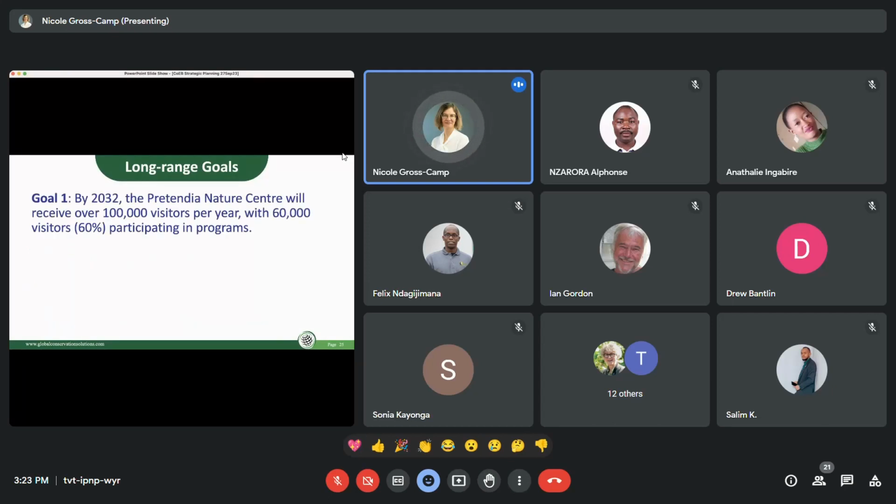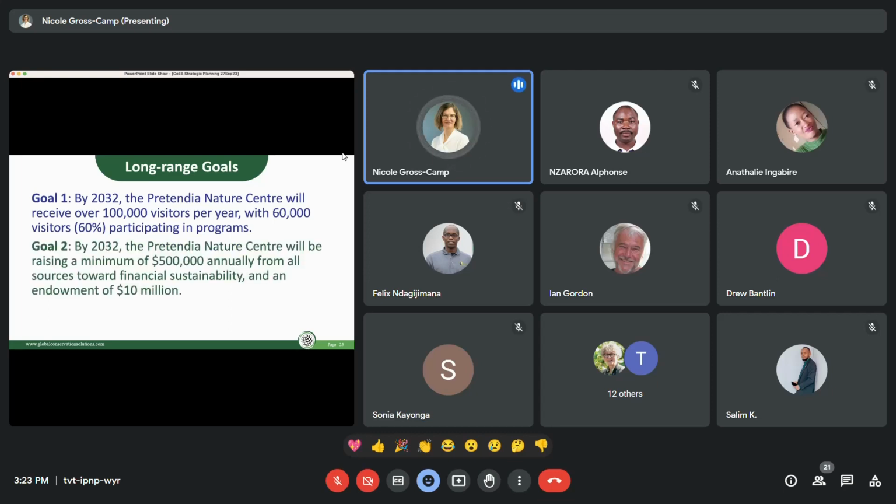For example, they set three goals. By 2032, the nature center's 1,000 visitors on an annual basis, 60% of participating, and education. Then sustainability: what they need as an organization to remain viable. And then the last deals with independence. They want to be producing their own electricity.